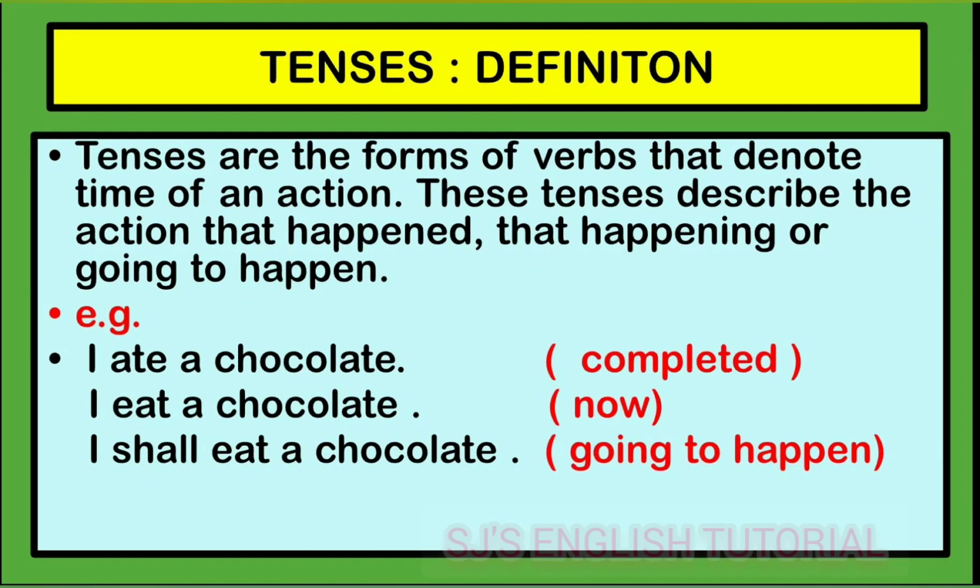Tenses are the forms of verbs that denote the time of an action. These tenses describe the action that happened, that is happening or going to happen. Examples: I ate a chocolate. It is a completed action. I eat a chocolate is related to the present time. I shall eat a chocolate is going to happen.